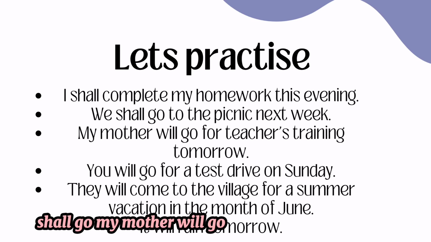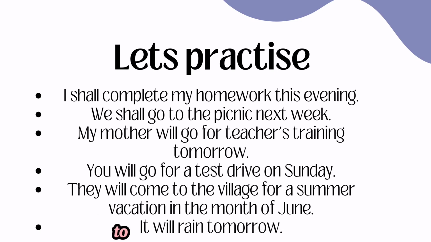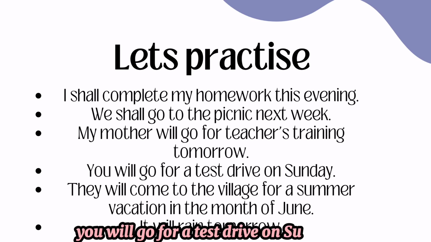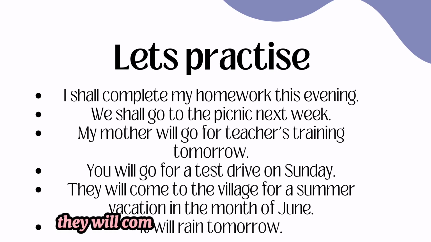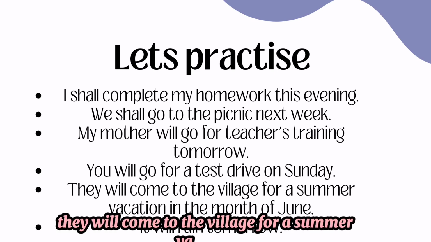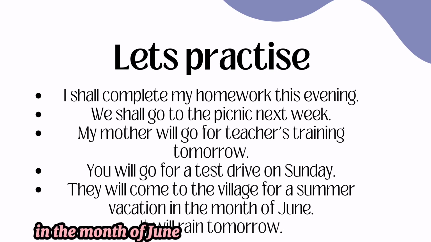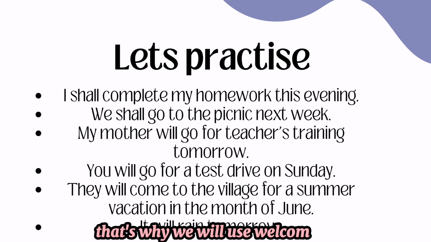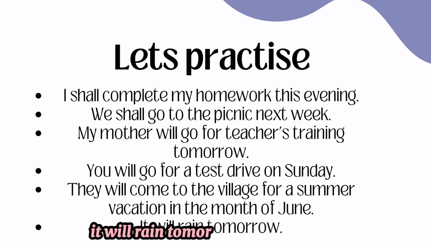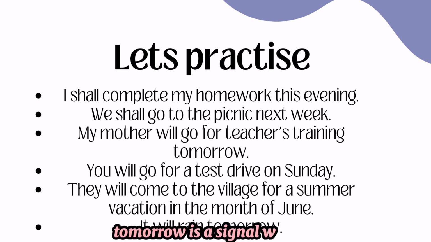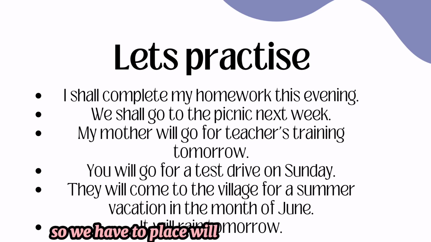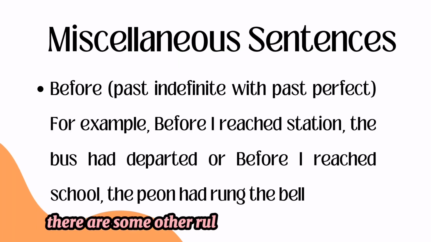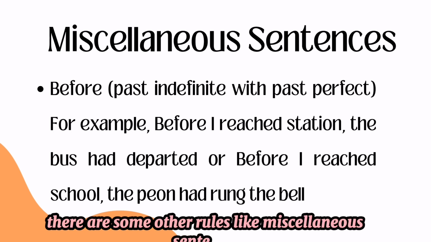My mother will go for teachers training tomorrow. Tomorrow is a signal word. You will go for a test drive on Sunday. They will come to the village for a summer vacation in the month of June. It is indicating a future plan, that's why we will use will come. It will rain tomorrow. Very simple, tomorrow is a signal word, so we have to place will rain in this sentence. There are some other rules like miscellaneous sentences.